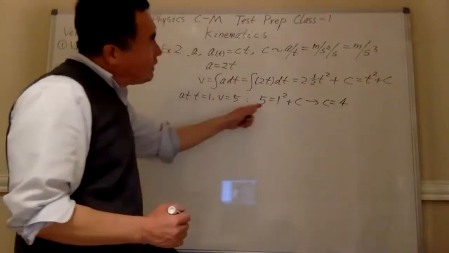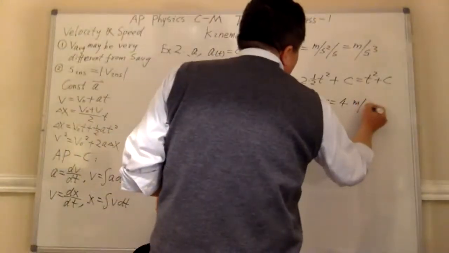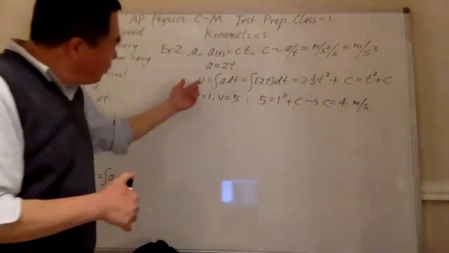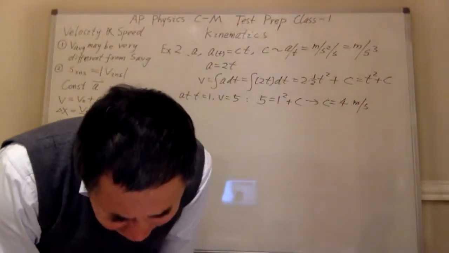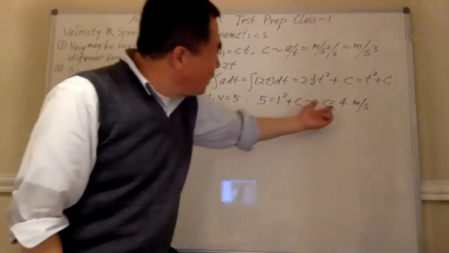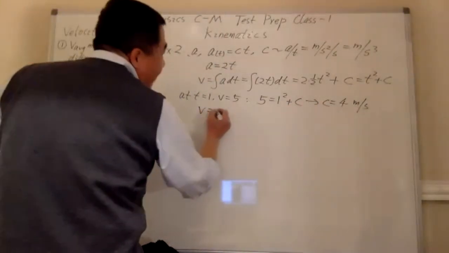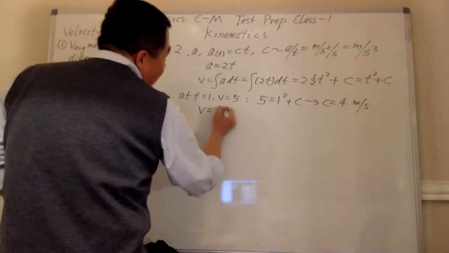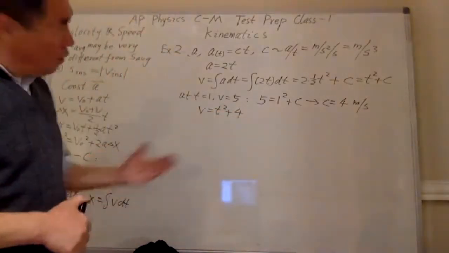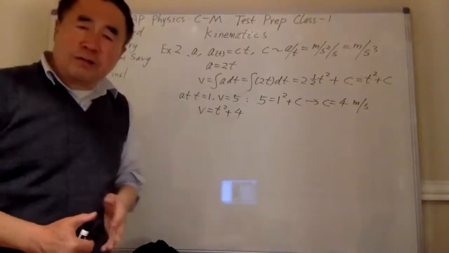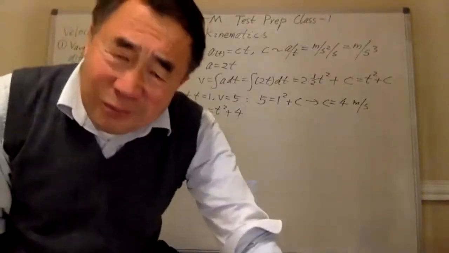What's the unit? The unit is the same, meter per second, same as velocity. Make sure this unit is the same as velocity. After we got c equal to 4, we can write down the relation: v equal to t squared plus 4. That's the general relation for the velocity.